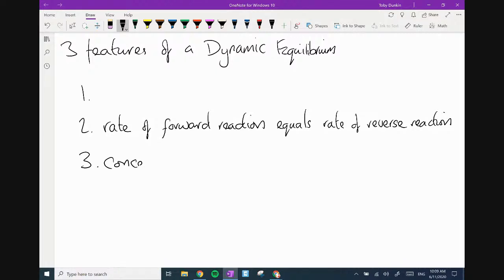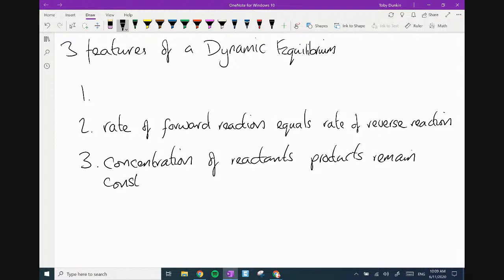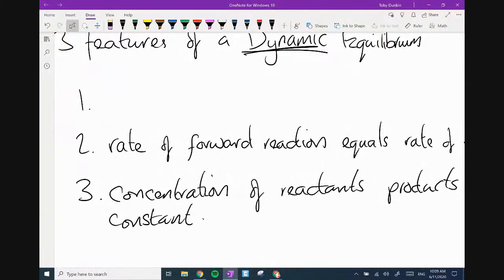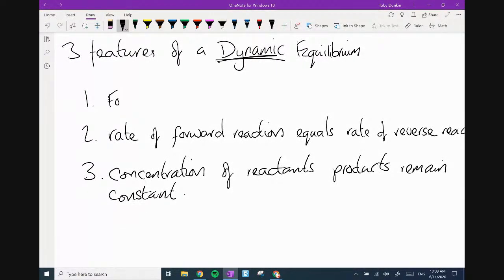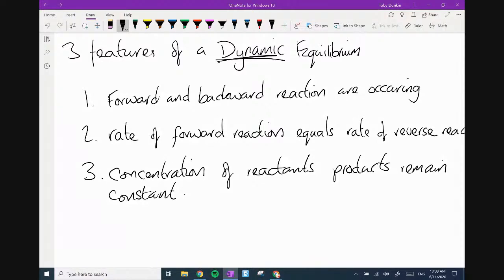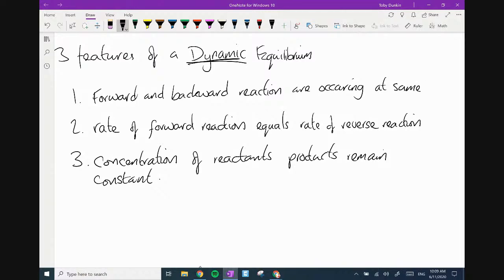The concentration of reactants and products remains constant. You missed the very first one. Dynamic. That's what you missed. Both forward and backward reactions are happening at the same time. Thank you, Rhea. Rhea got it. Number one, forward and backward reactions are occurring at the same time. This is the idea that it never ends.